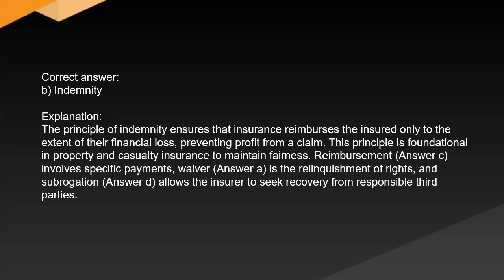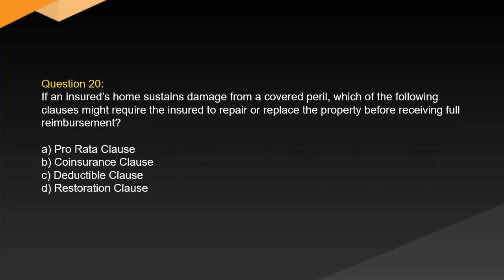Correct answer: B. Indemnity. Explanation: The principle of indemnity ensures that insurance reimburses the insured only to the extent of their financial loss, preventing profit from a claim. This principle is foundational in property and casualty insurance to maintain fairness. Reimbursement, answer C, involves specific payments. Waiver, answer A, is the relinquishment of rights, and subrogation, answer D, allows the insurer to seek recovery from responsible third parties.